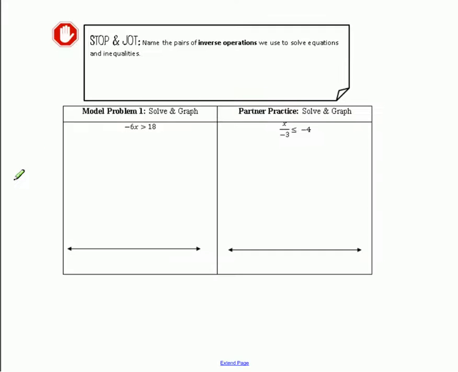Before we do that, stop and jot. Name the pairs of inverse operations that we use to solve equations and inequalities. We talked about inverse operations yesterday. So pause the video, take like 30 seconds, maybe 15 seconds, because you'll probably get them real quick, and write down the 2 pairs of inverse operations and come back when you're ready to go over them.